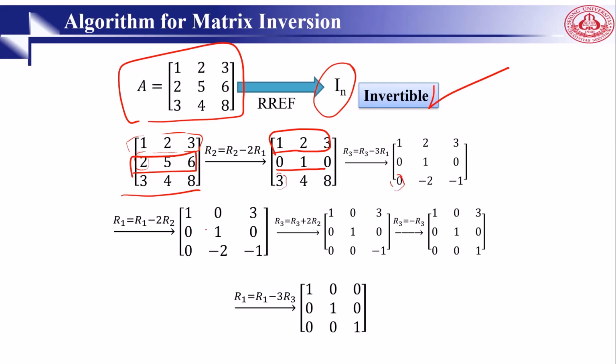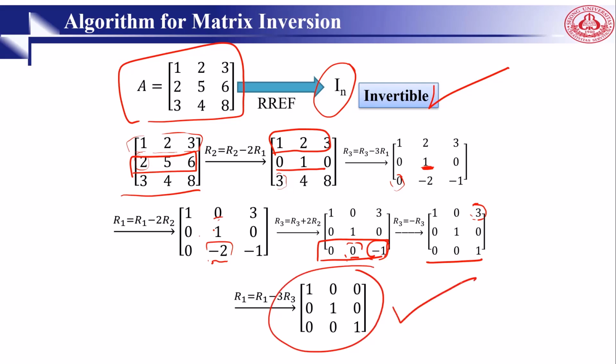Then I want to make this one 0, so R1 minus 2 R2. For this case, I should make this one 0, so I say R3 is equal to R3 plus 2 R2. If I add 2 R2, this one will be 0. Now I want to make this one 1, so very simply, this line multiplied by minus 1. Then I can get this one. And now the only remaining element is this one. I can say R1 equals R1 minus 3 R3. Then I can get an identity matrix, and I can conclude that my matrix is invertible.